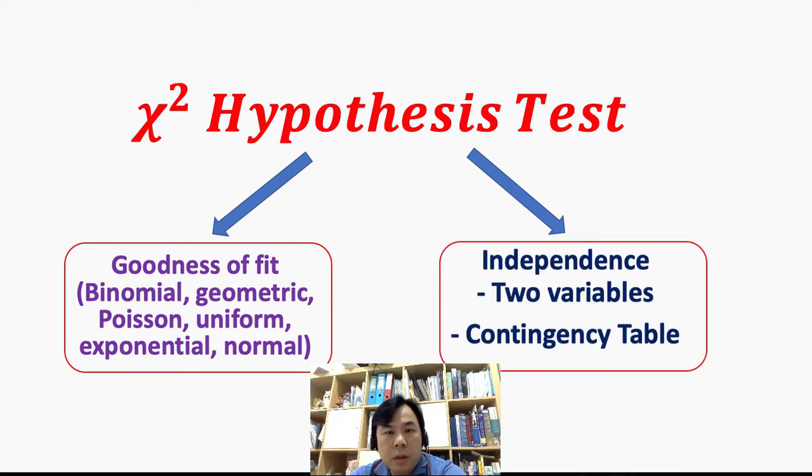Secondly, we can also use the chi-square hypothesis test to check whether two variables for any research that you are carrying out are related or not. So we are checking for independence between two variables. One way to capture this independence is to apply a contingency table method to analyze, and then carry out the chi-square hypothesis test to check whether these two variables are actually dependent or independent of each other.